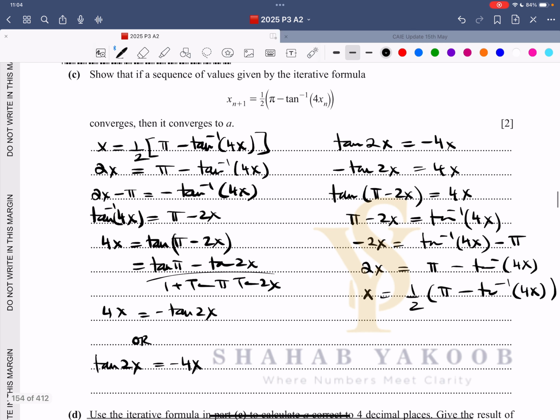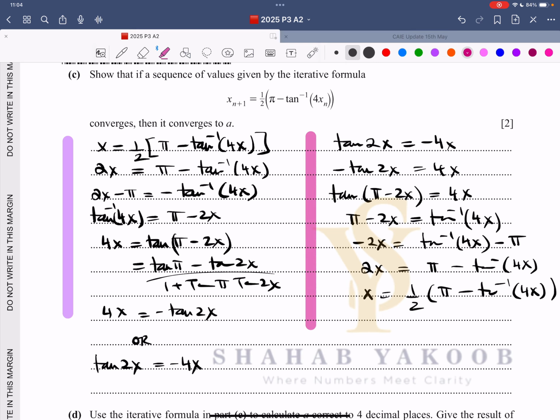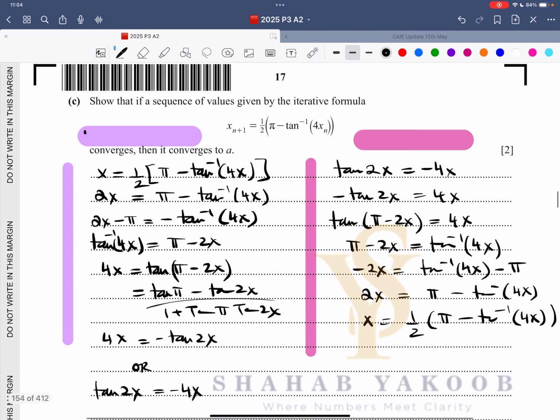Now it says, show that if a sequence of values given by the iterative formula converges, then it converges to a. Now this is a very nice question. There are two approaches to this. This is the first approach and this is the second approach. What I'm doing in this one is that I'm taking the iterative formula and I'm converting it to the original equation.